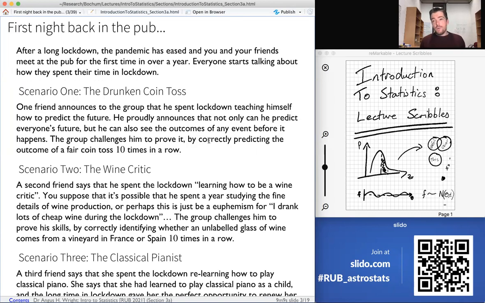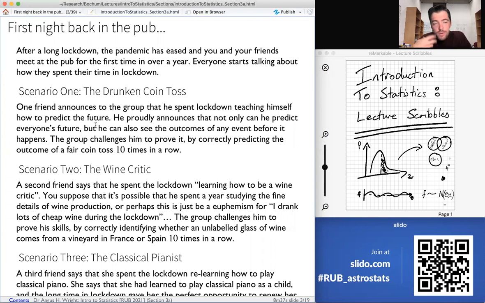So the scenario that we're going to be going through over the course of the first little part of this lecture is this one. It's the first night back at the pub after a long lockdown, which is something I'm sure we can identify with. You meet at the pub with your friends for a Coke or a beer or whatever, and you sit down and you all start discussing the various things that you did throughout the course of your lockdown at your house over the previous year or so.